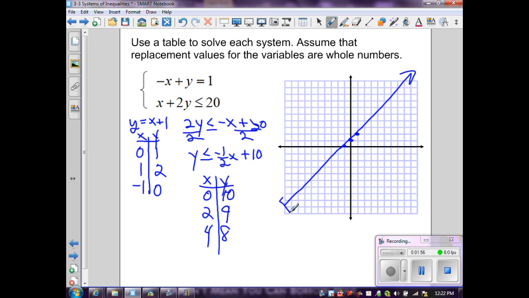And my inequality, 0, 10, 1, 2, 3, 4, 5, 6, 7, 8, 9, 10, 2, 9, and 4, 1, 2, 3, 4, 8. Now, just determine whether that's a solid or a dashed line. Since this is a less than or equal to, it's going to be a solid line.